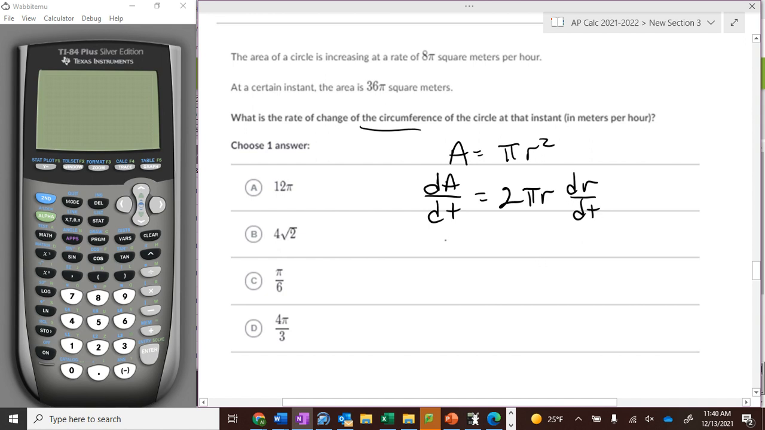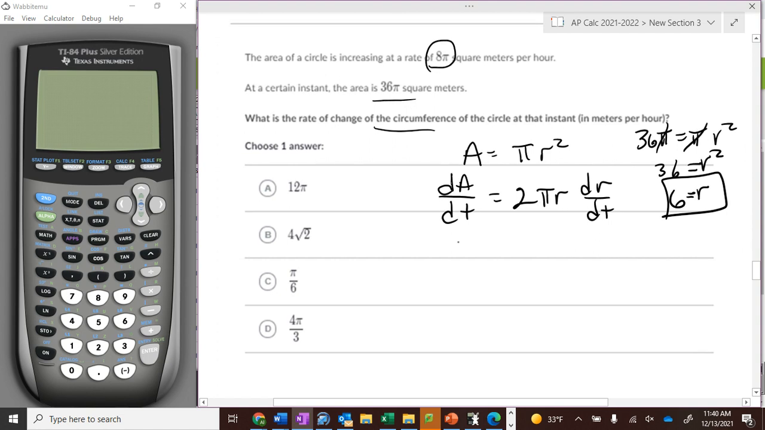So the area is at a certain point. Oh, I messed this one up, didn't I? No, not totally. But I have to put in the 36 pi for the area equals pi r squared. Cancel the pi's. R squared equals 36, so r equals 6. That's the radius at a certain time. The area is decreasing at 8 pi square meters per hour, so negative 8 pi equals 2 pi times 6 dr/dt.